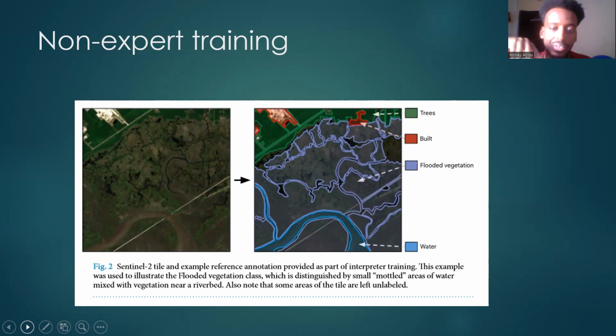The features are labeled down there. As you can see, there are areas which have a water body. Then there are mottled areas of water. This one now shows the flooded vegetation. Identifying these features is actually not an easy task, so that is why we need experts coming in.